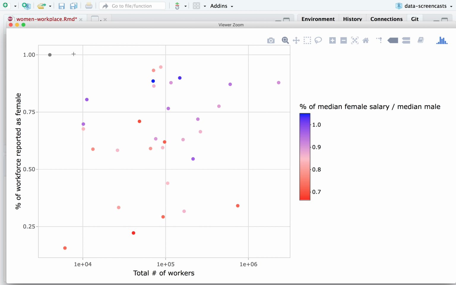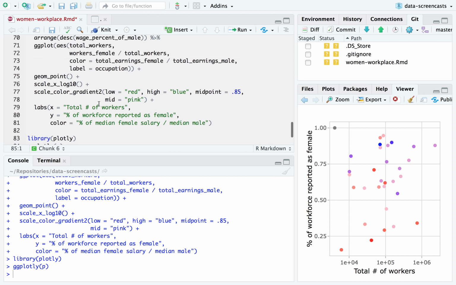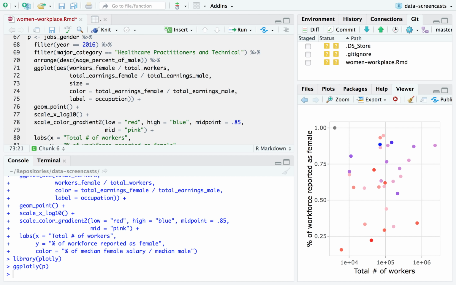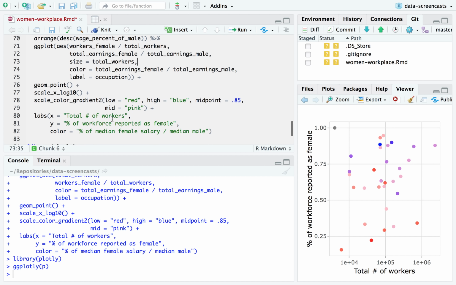I'm going to change my plot axes a bit. Notice what I'm most interested in. I'm going to put on the x-axis the percentage, this on the y-axis, and say size is the total workers. This is going to take a little bit of effort. So I'm going to say size is the total number of workers, x is the percentage of workers reporting as female, y is this value, and color is nothing.